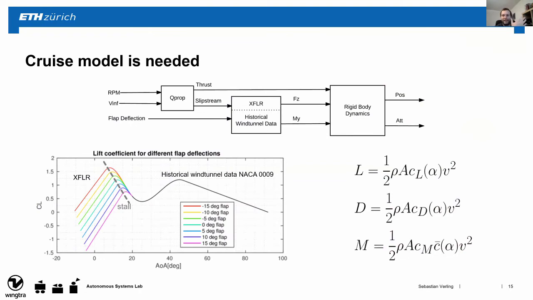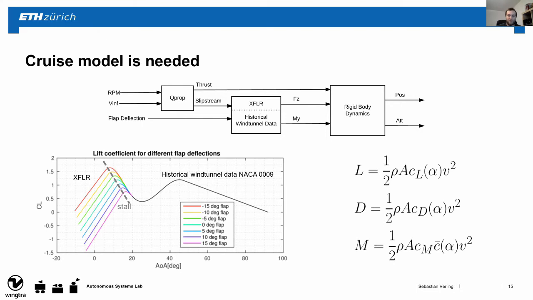Now, first of all, we needed to have a model for cruise, because you already saw we have some simple model for hover, but for cruise we didn't have anything. For this, we used the following tools. For the simulation of the thrust and the slipstream behind the propeller, we used QProp, which is an open source tool that you can use for simulating propeller dynamics.